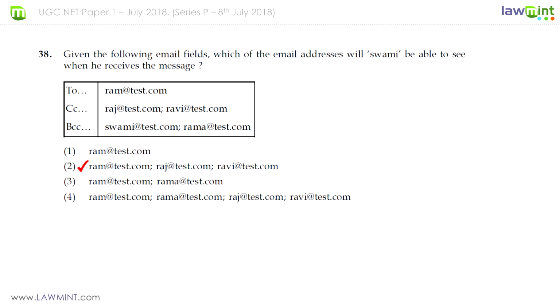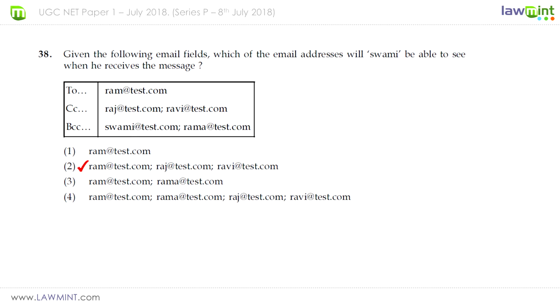Question number 38 is a relatively simple question that talks about our understanding of the email messaging system. If you go to your inbox and open any email, you will find that whatever email addresses have been put in the To field are always visible, and whatever email addresses have been added in the CC field, that is the carbon copy field, are also visible to all the recipients. However, email addresses which are added to the BCC field, that is the blind carbon copy field, will not be visible to any of the recipients.